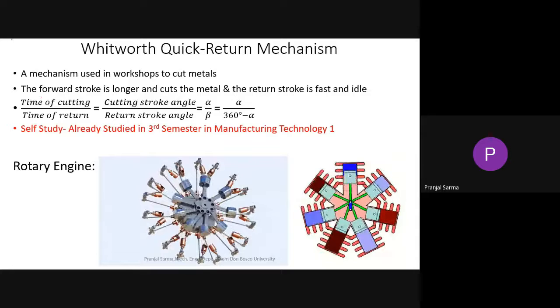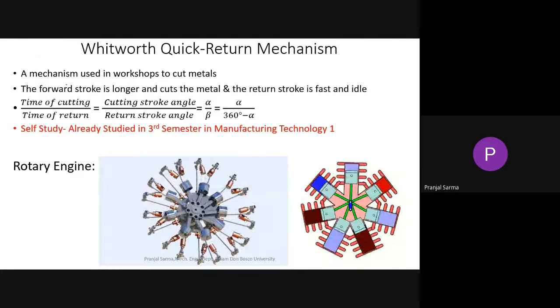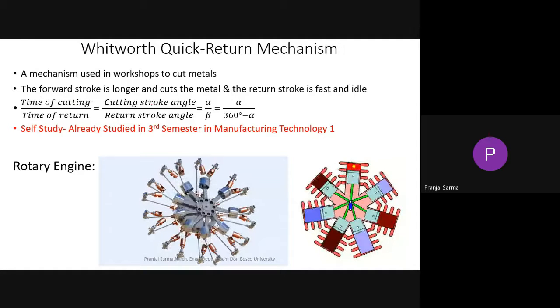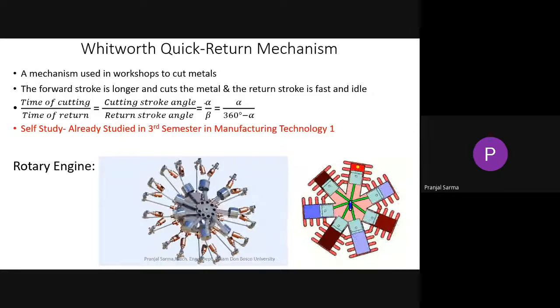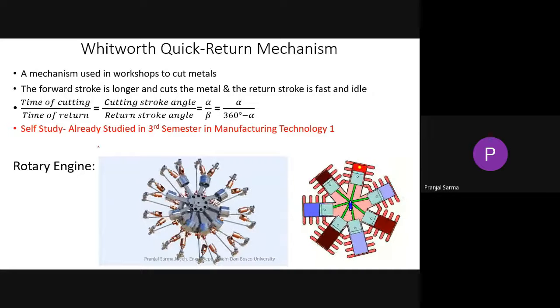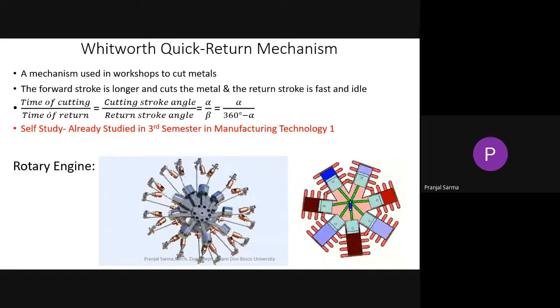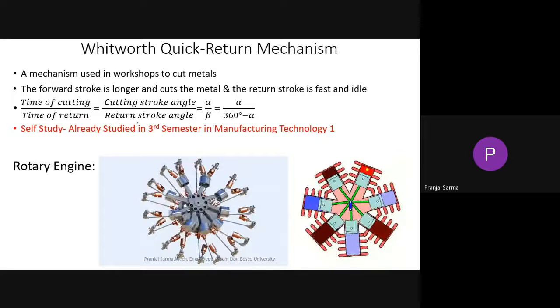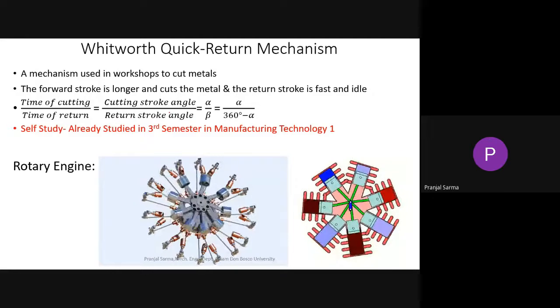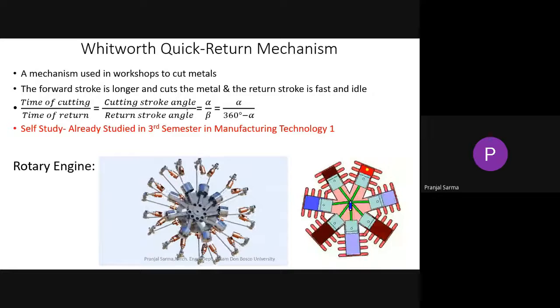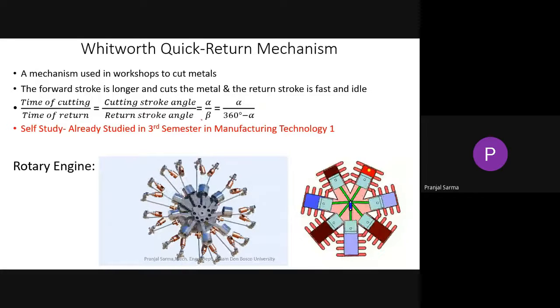And the whitworth quick return motion mechanism, you already know. The forward stroke is longer and cuts the metal, and the return stroke is fast and kind of idle. So time of cutting by time of return, these things are already known from your manufacturing process subject. They are connected to the cutting stroke angle and return stroke angle, so the ratio would be the same: cutting stroke angle divided by return stroke angle.